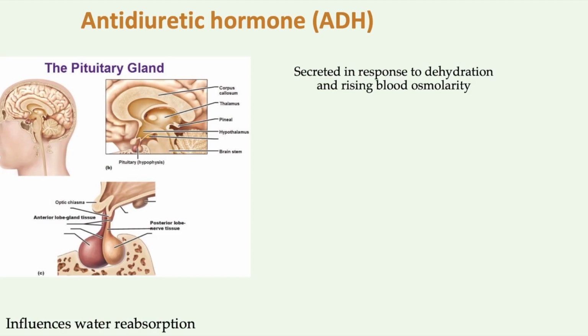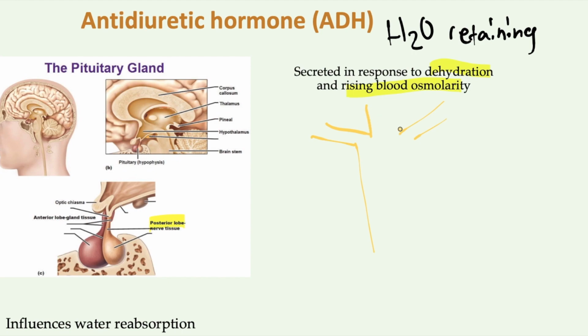Alright, so let's talk about the antidiuretic hormone, or ADH, which is also known as the water retaining hormone. Now, ADH is secreted by the posterior pituitary gland in response to dehydration and a rising blood osmolarity. So to really understand the antidiuretic hormone, let's draw ourselves a collecting duct. It doesn't have to be the best collecting duct. I might even have the ugliest collecting duct. But let's just draw ourselves a collecting duct. Let's just say that this is a collecting duct.